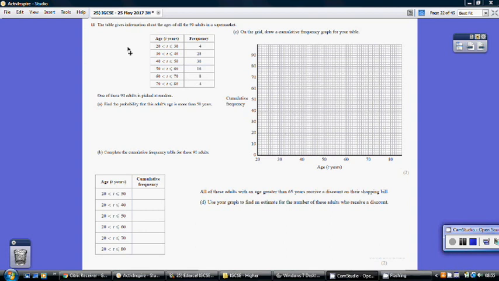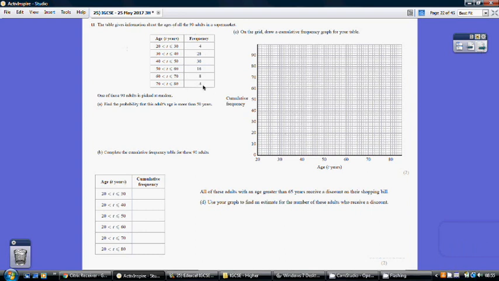Question 11. The table gives information about the ages of all the 90 adults in a supermarket. So for example, 4 of the adults were aged between 20 and 30, 28 were aged between 30 and 40, and so on. So for part A, find the probability that this adult's age is more than 50 years.